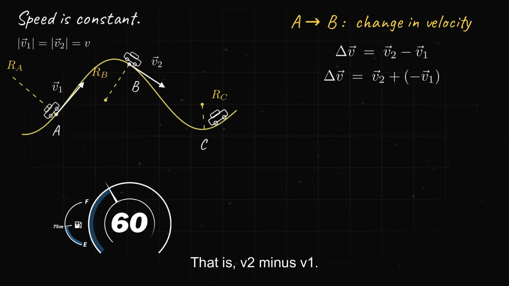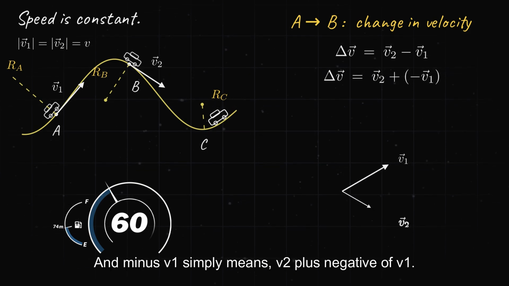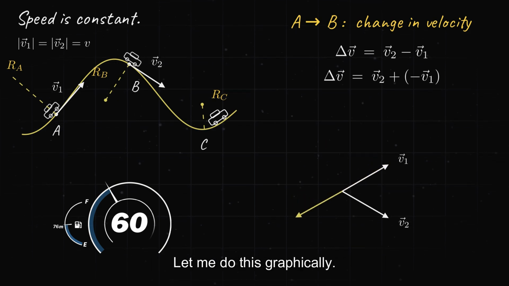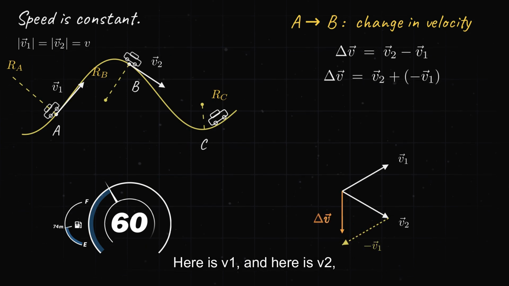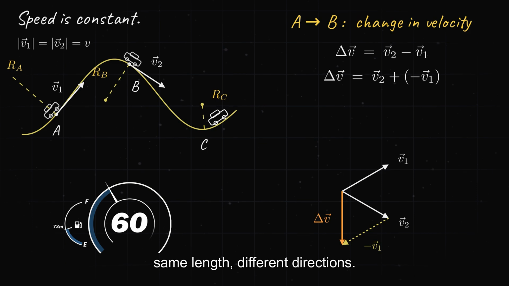That is, v2 minus v1. And minus v1 simply means v2 plus negative of v1. Let me do this graphically. I bring both vectors to a common point. Here is v1, and here is v2. Same length, different directions.